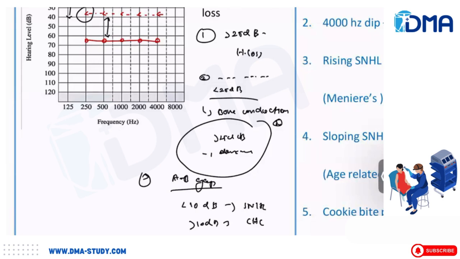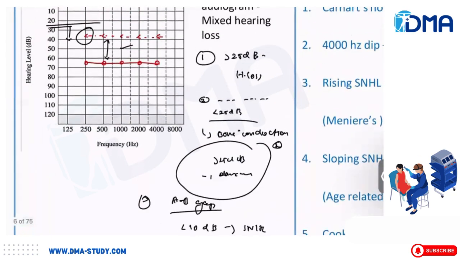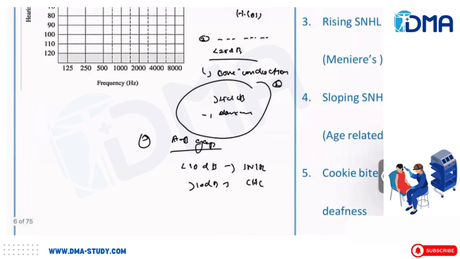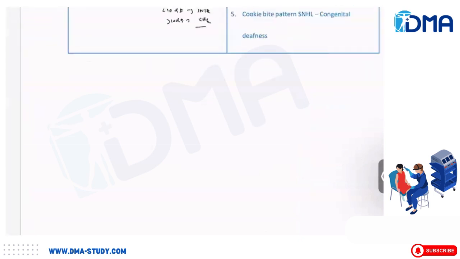So if we apply these 3 thumb rules, hearing loss is present. Thumb rule number 1 confirmed. Second thumb rule, sensory loss is present because the curve is more than 25 decibel. AB gap is more than 10 decibel, so it is conductive hearing loss. So this is a special situation where there is both conductive loss and sensory loss. With this aspect, how are you going to treat the child?